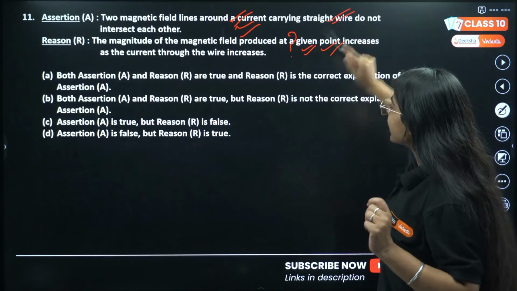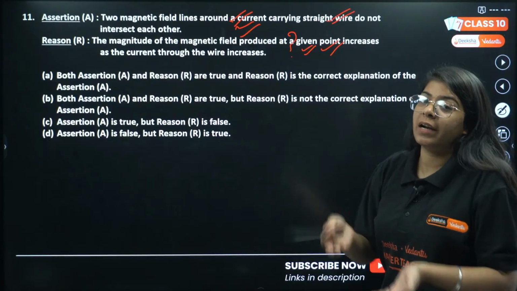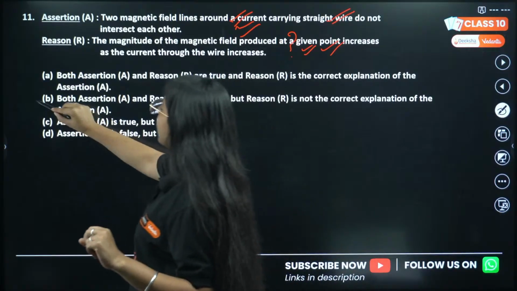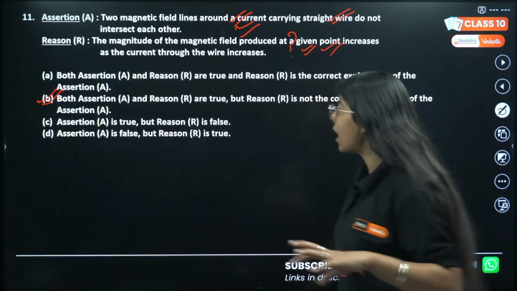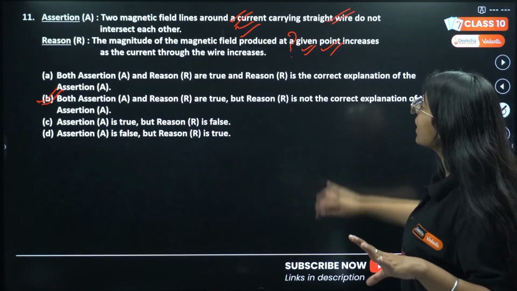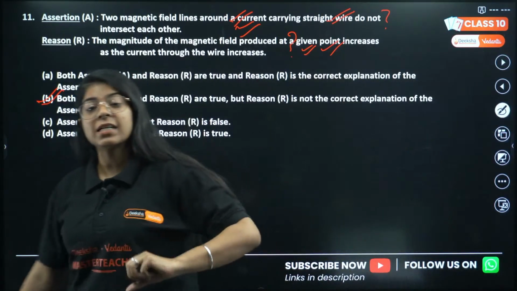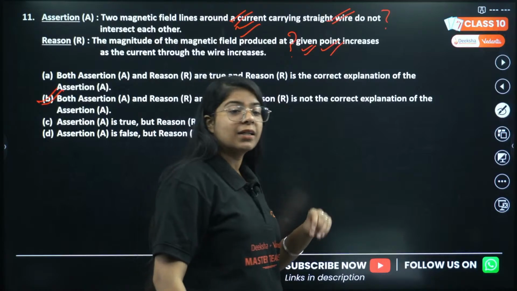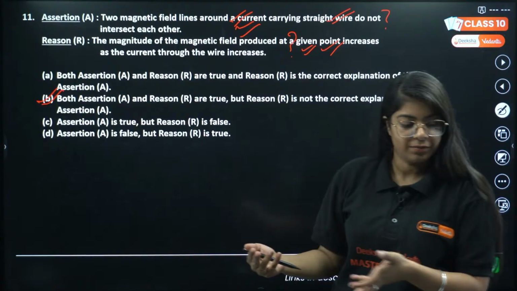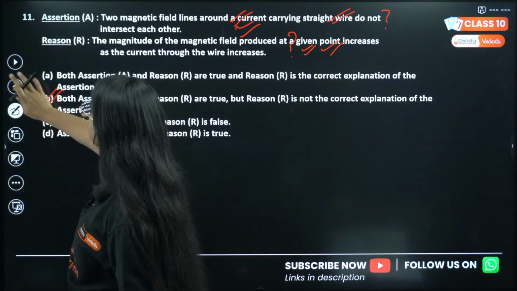This does not intersect each other. That has nothing to do with is the current more, is the current less. Correct? So the answer is actually B, that both assertion and reason are true, but reason is not the correct explanation of assertion A, because here the correct explanation is that if two magnetic field lines intersect each other, then at that point we'll get a tangent in two different directions, and that is not possible. Correct? Okay, moving on to the next question, that is 12th.